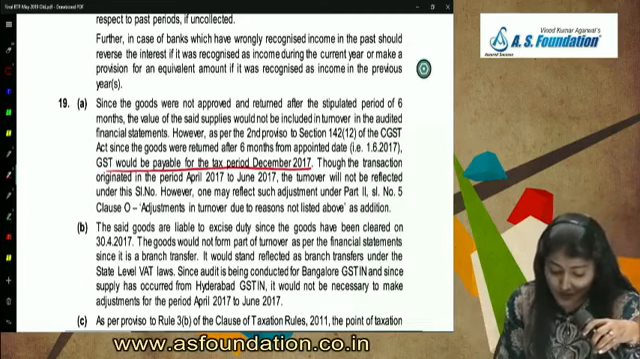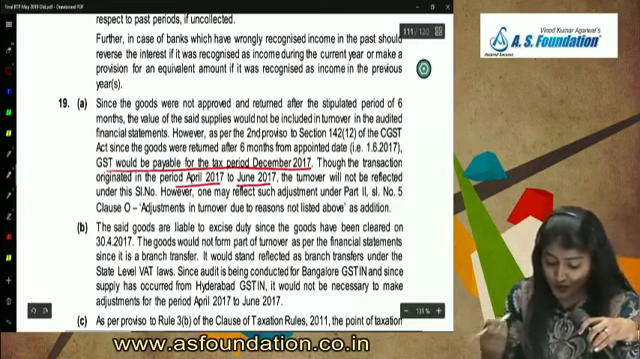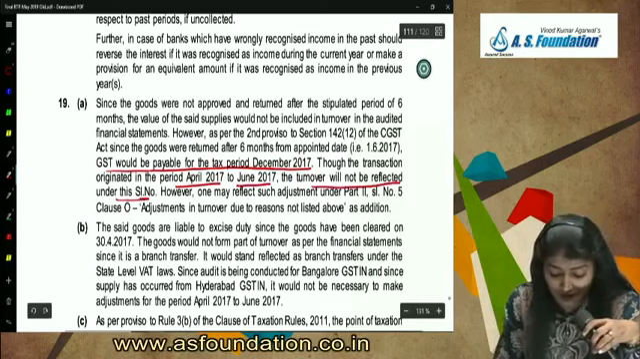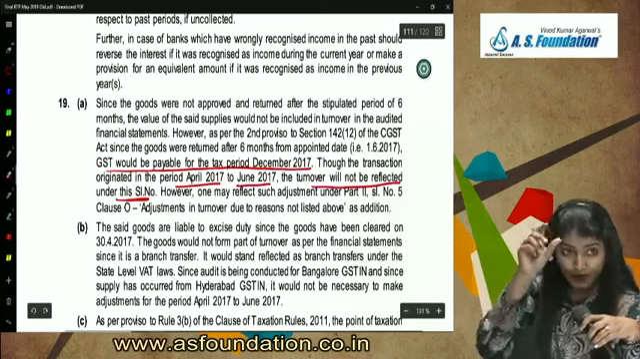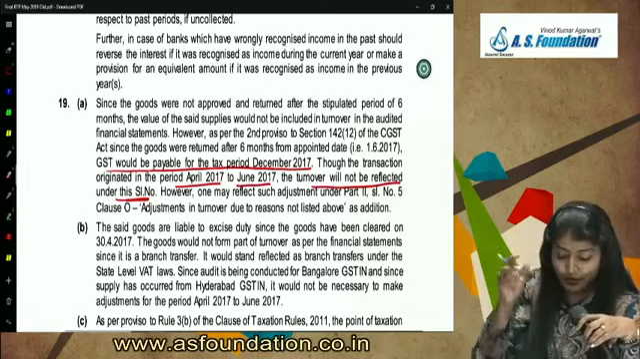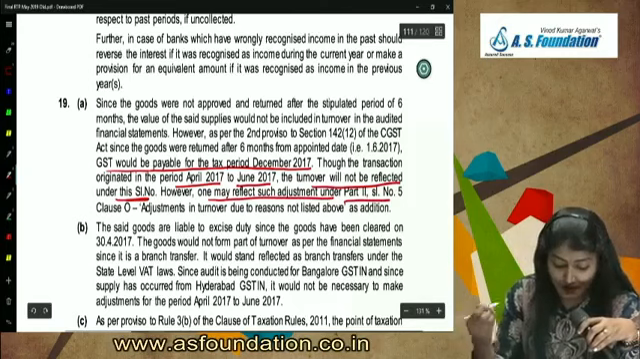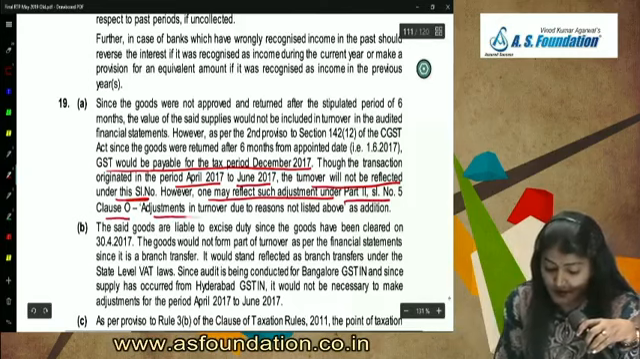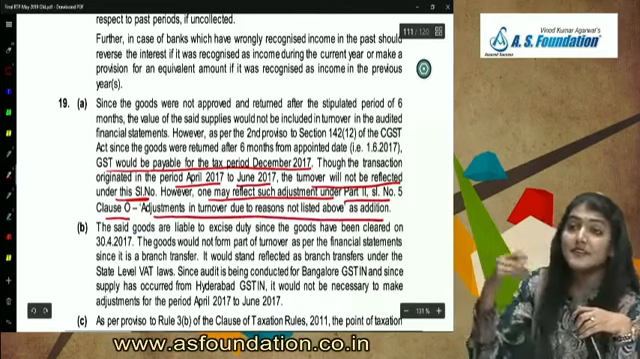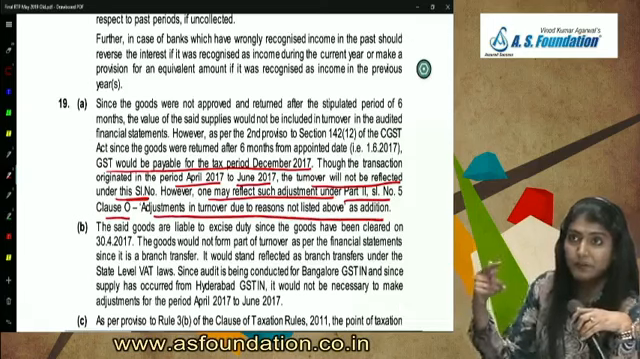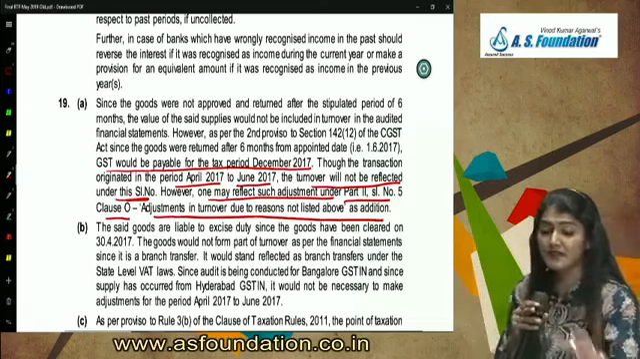So though the transaction originated in the period April to June, the turnover will not be reflected under serial number 5G. So will it come under 5G, April to June? No. However, one may reflect such an adjustment under Part 2, serial number 5, clause O, adjustment in turnover due to reasons not listed above. Right, so it comes in the balancing figure for reasons not listed above.